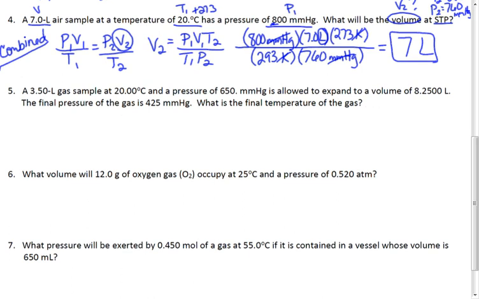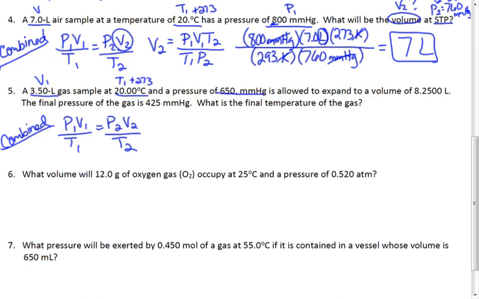Okay, number 5, we again have all three of our variables, so we will be using our combined gas law. We'll have P1 V1 over T1 equals P2 V2 over T2. You need to have that memorized for your test. So we've got a gas with a certain volume, temperature, and pressure. It's allowed to expand, so we know this is how it's changing.